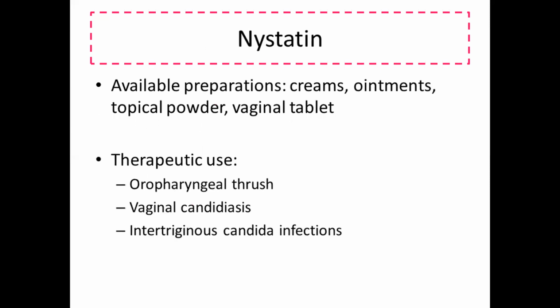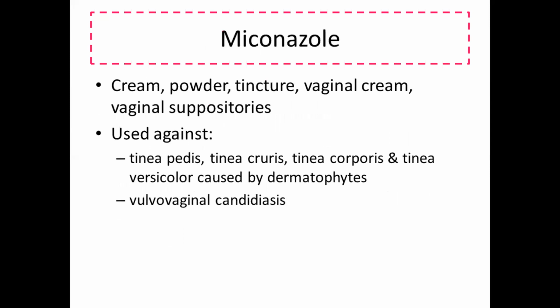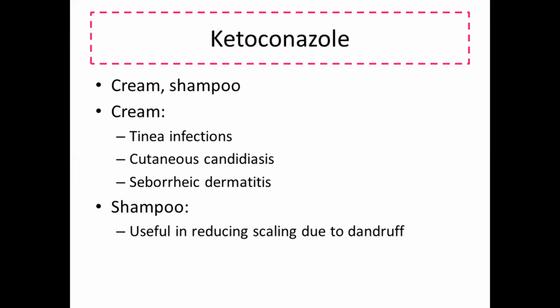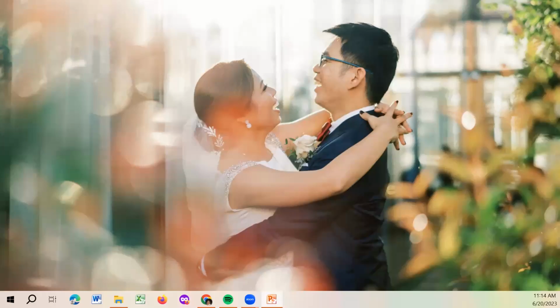Nystatin is also available as topical powder, vaginal tablet, and cream, no? Clotrimazole comes as lozenges, cream, and vaginal tablets. Also for miconazole. Ketoconazole is available as cream and shampoo, no? Yung Nizoral, available pa rin yan, no? And it is useful for reducing scaling. So yun lang important dun sa mga antifungal drugs.